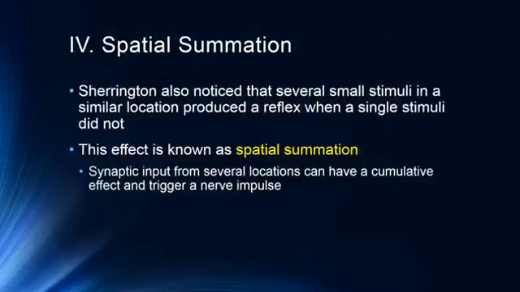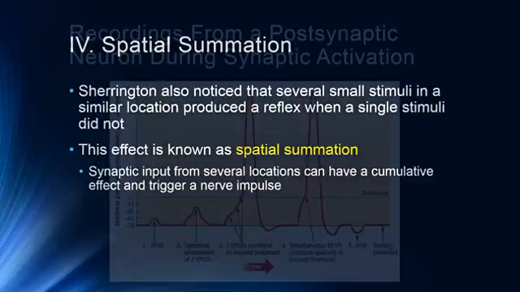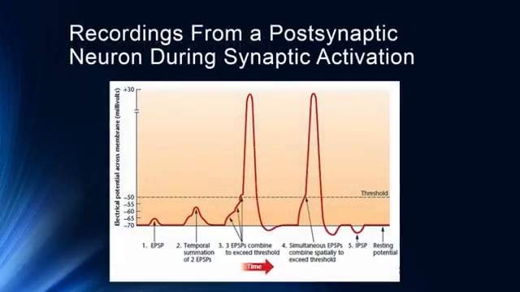To give you an idea what this looks like, we might have a single EPSP, which is insufficient to cause an action potential. Then if we have several in a row, maybe two, not sufficient to reach the threshold of excitation, which you can see from that dotted line.